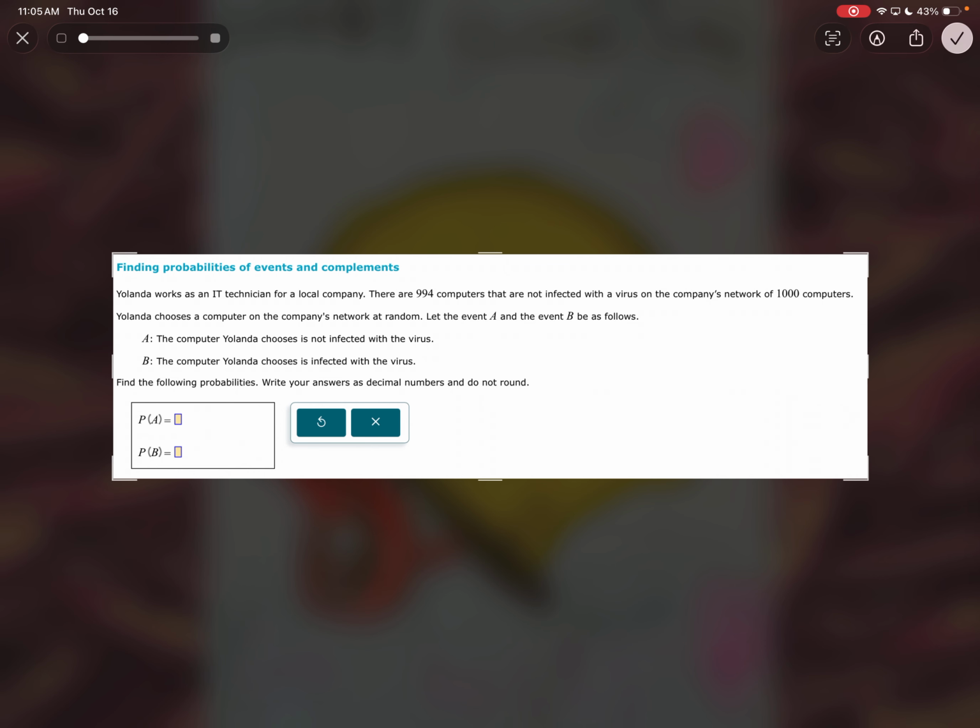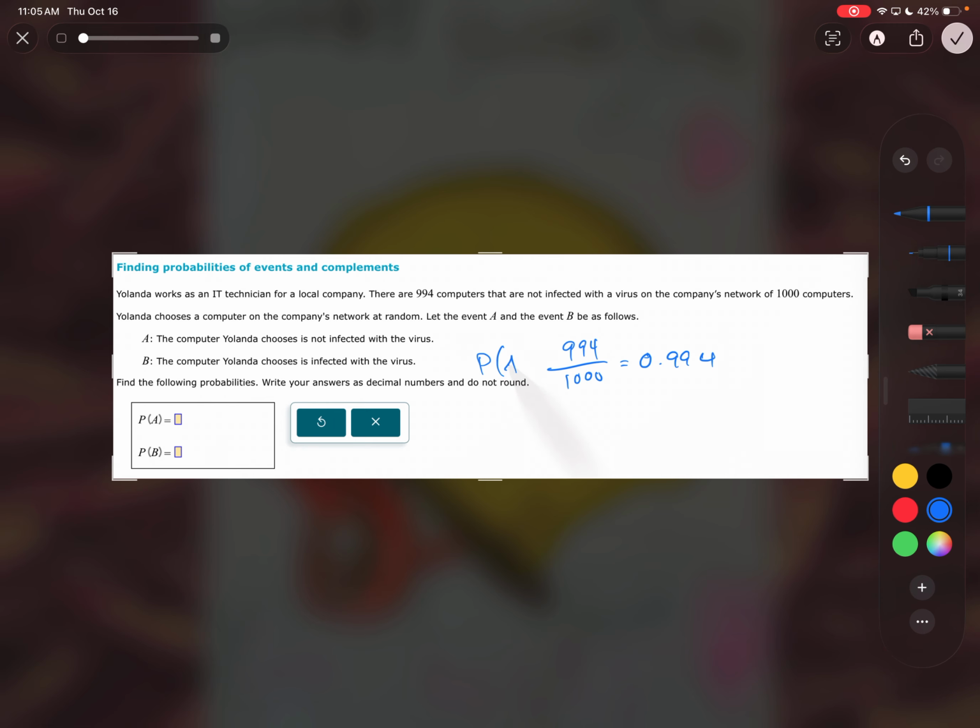So Yolanda works as an IT technician for a local company. There are 994 computers that are not infected with the virus out of the company's 1,000 computers. Yolanda chooses a computer on the company's network at random. Let A be the computer is not infected. B is the computer is infected. So the probability that you pick a computer that's not infected is 994 out of 1,000, which is 0.994. That's the probability of A.